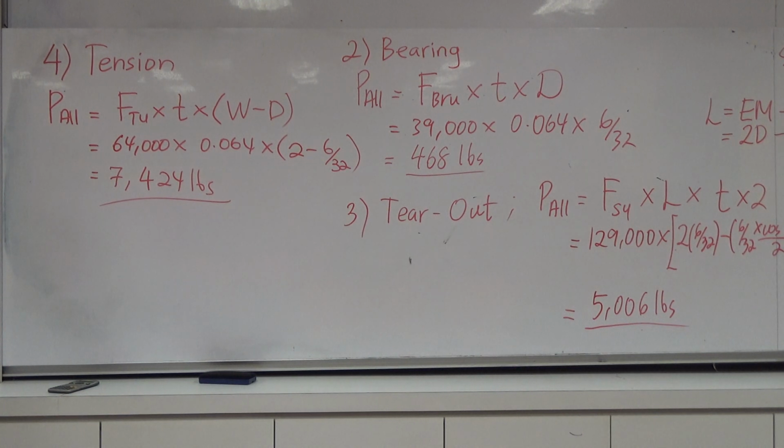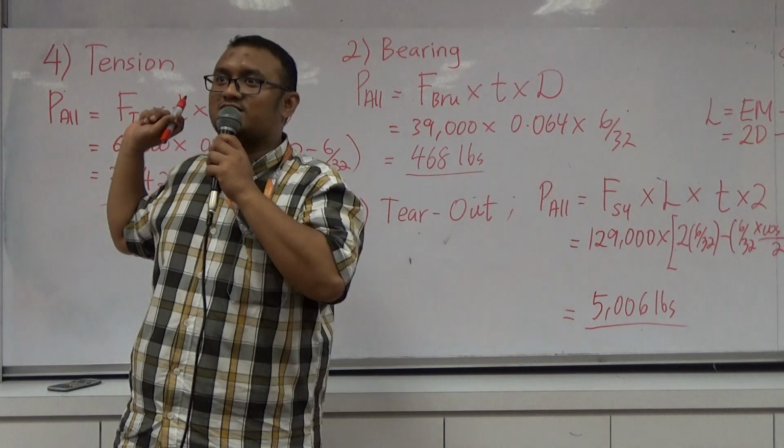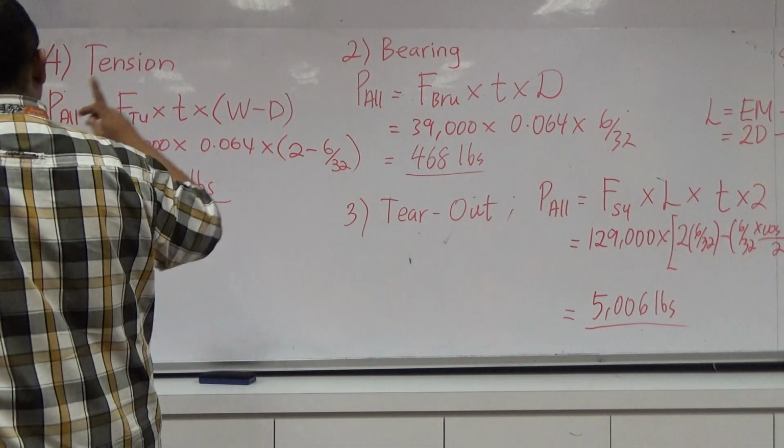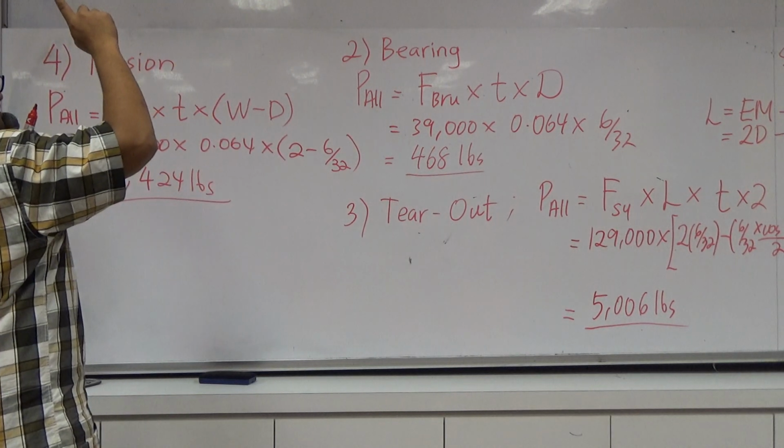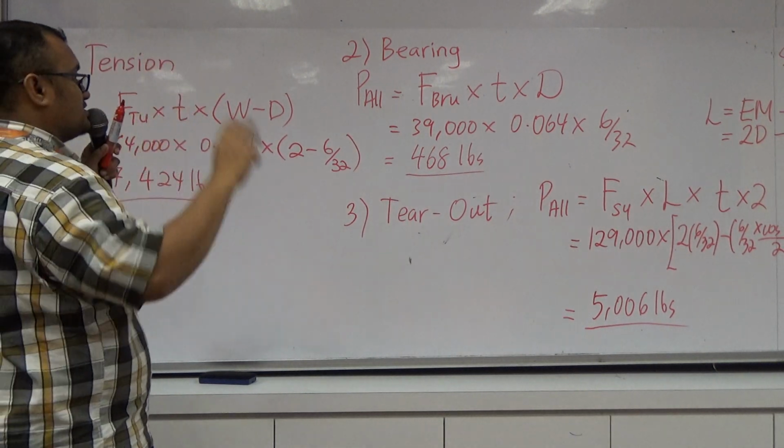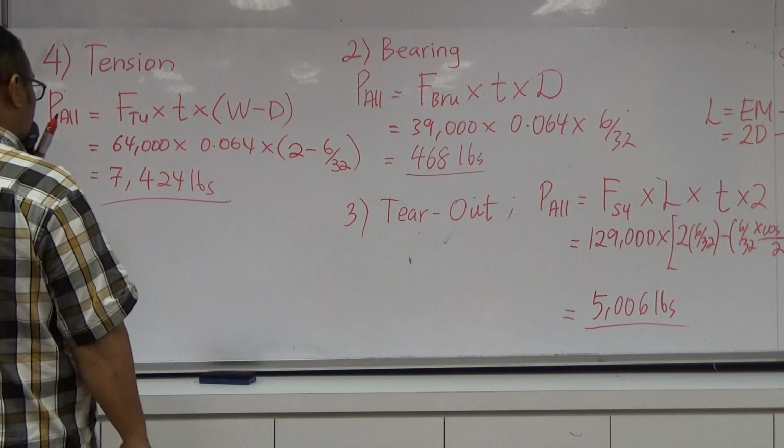7,424 pounds. Okay? Any question? FTU, thickness of part, width of part, diameter of fastener. So please write down this value before we go and find our number 3 question.